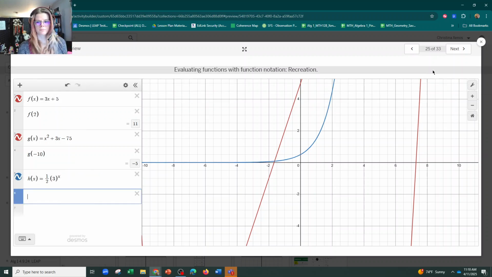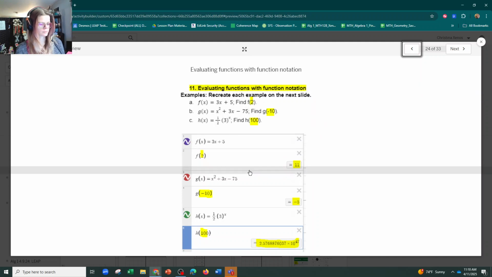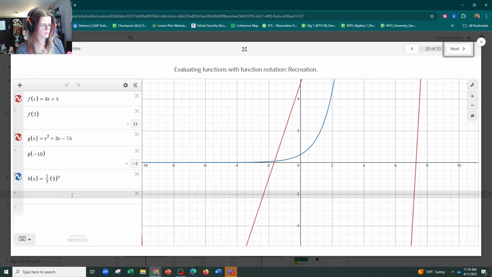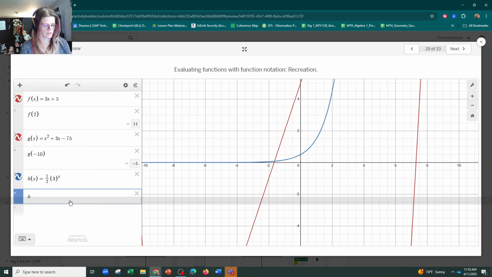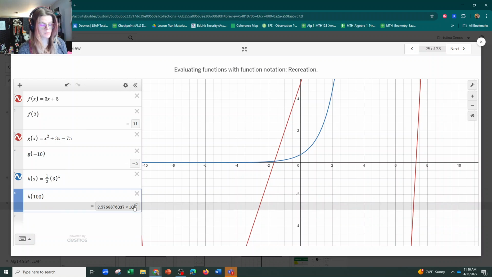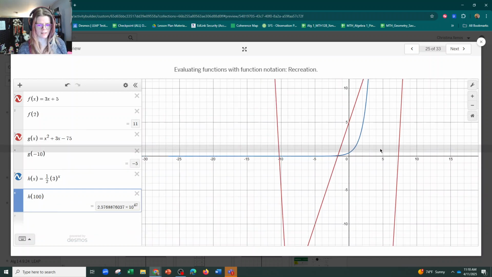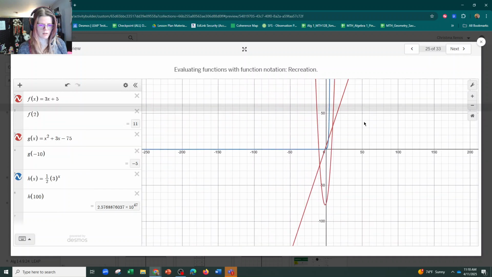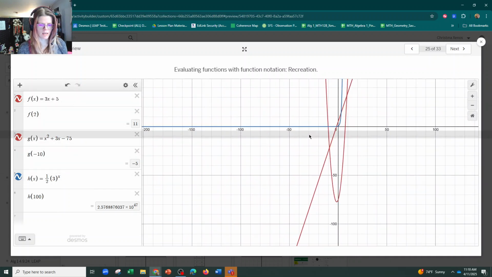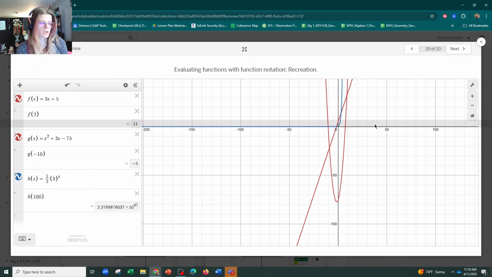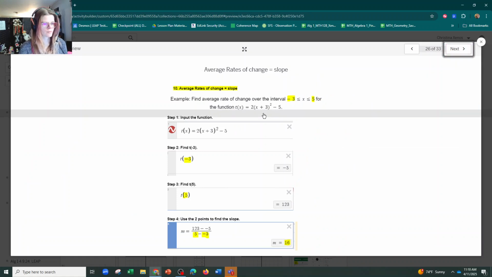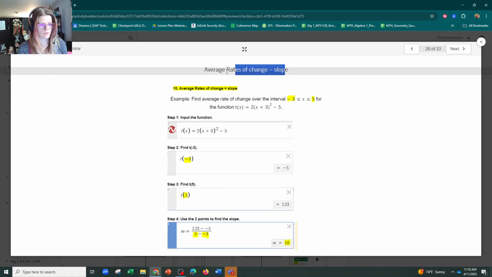And then for this one, we're finding h of 100. H of 100. So next line, h, parenthesis, 100, get a really big number, times 10 to the 47th power. That makes sense. It is exponential. And you can even zoom out and look at those graphs a little more clearly if you want. You have an exponential, a linear, and a quadratic all hanging out. It's one big party. Next, average rate of change, slope.